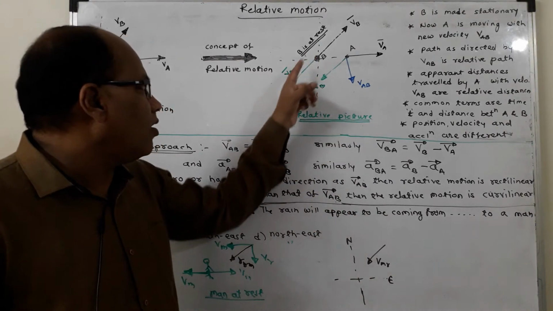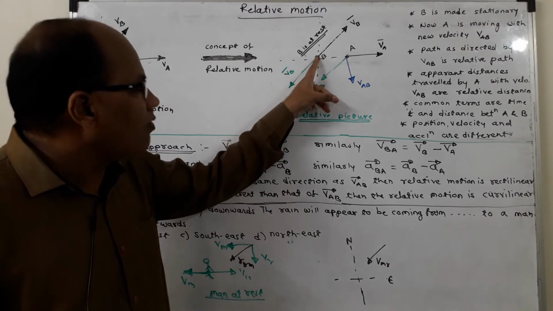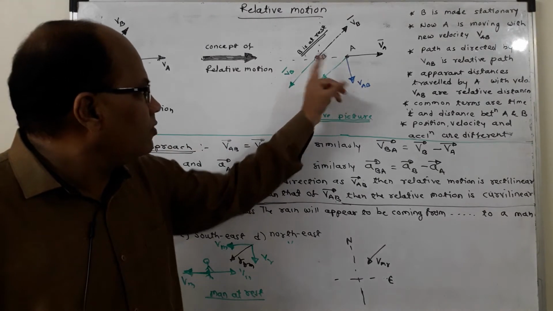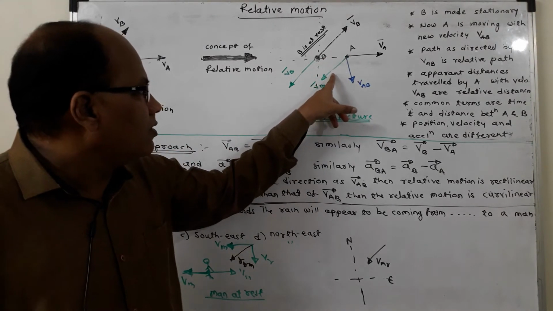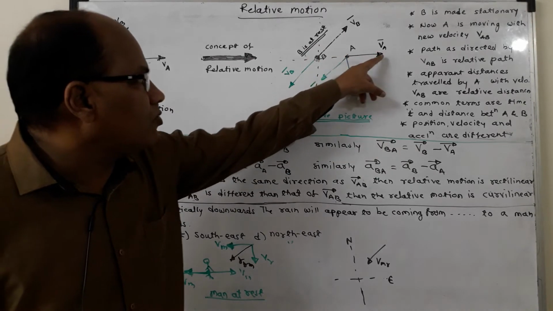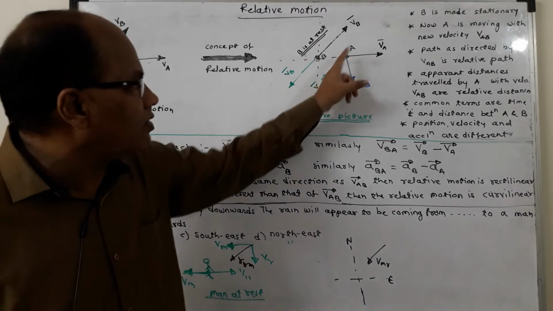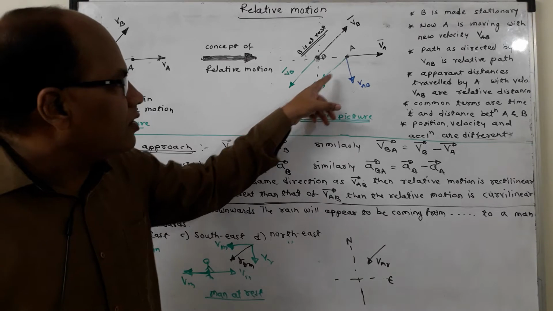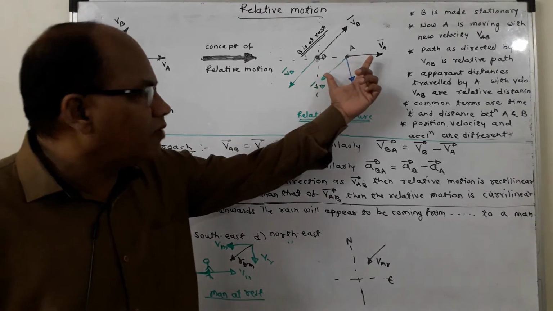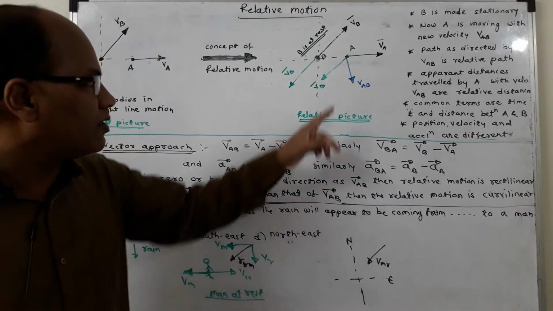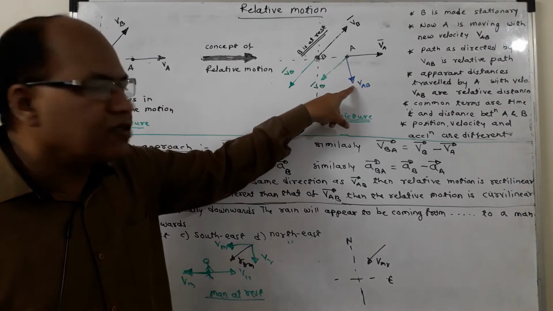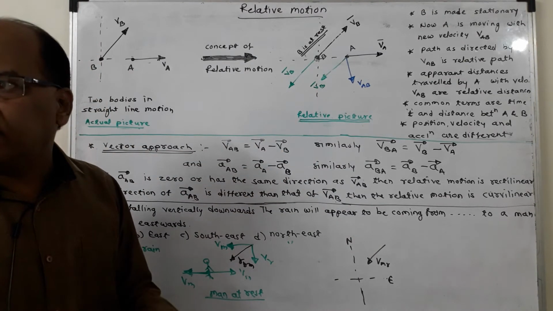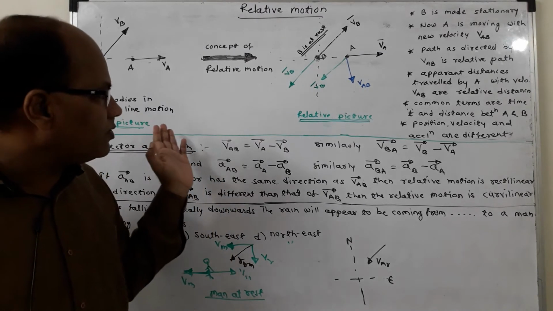Now, if I superimpose Vb on B, I will have to superimpose Vb on A also. Then A is subjected to two velocities: its actual velocity Va and this superimposed velocity Vb. As these two are vectors, I can always get the resultant velocity. Let the resultant velocity be VAB. So, by superimposing velocity Vb on both bodies, I am transforming the actual picture into a relative picture.